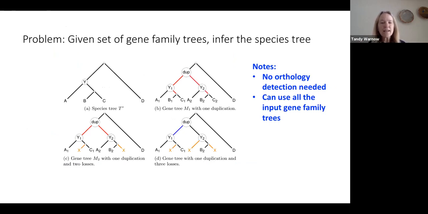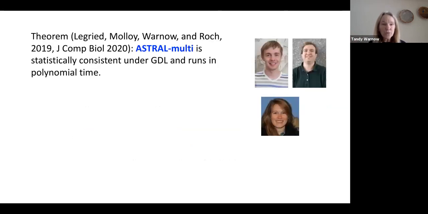Okay, so let's talk about summary methods. Here, the input is a set of gene family trees, and you want to estimate the species tree. You don't have to know orthology, and you don't have to throw out anything. You just take all of your gene family trees. I will note you have to get the trees though. So you do have to deal with getting trees on each of your gene sequence alignments, and that is not a trivial problem. But let's suppose that we've done this gene family tree estimation for all of our genes. The first proof that anything in this area worked that was statistically consistent came out in 2019 and then published in a journal in 2020.